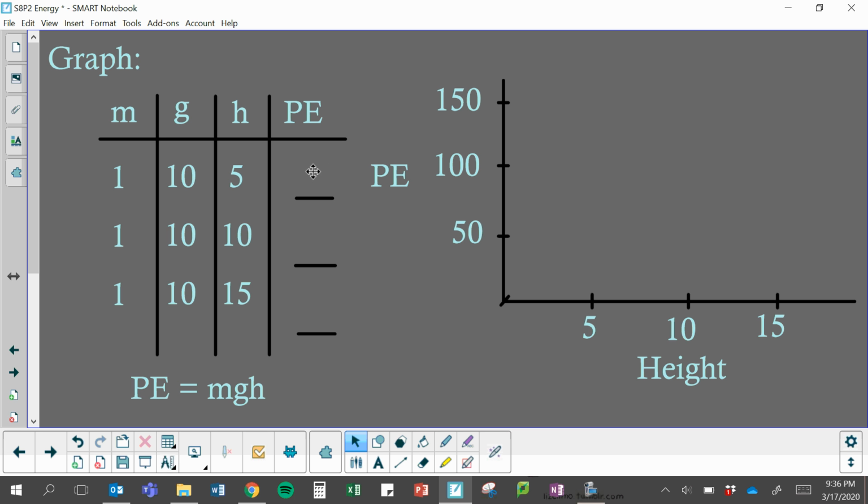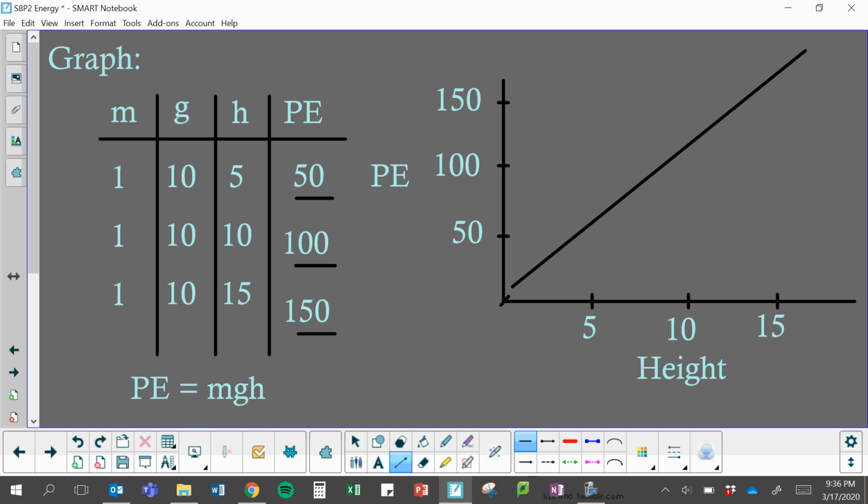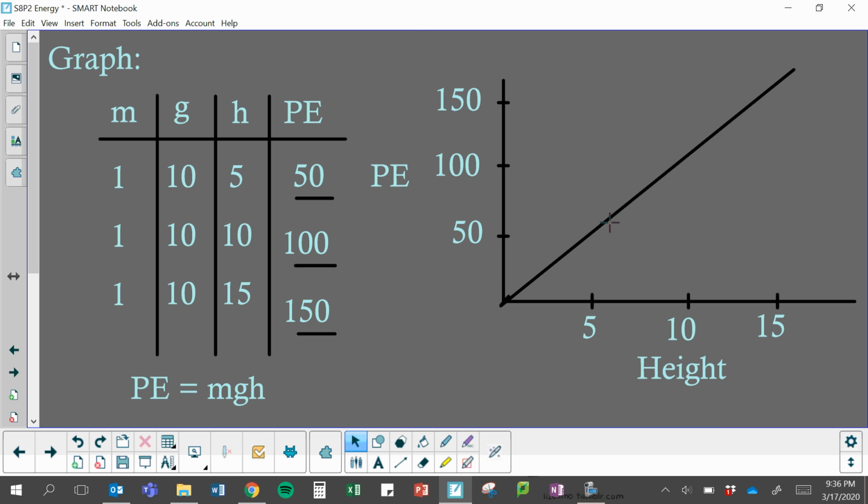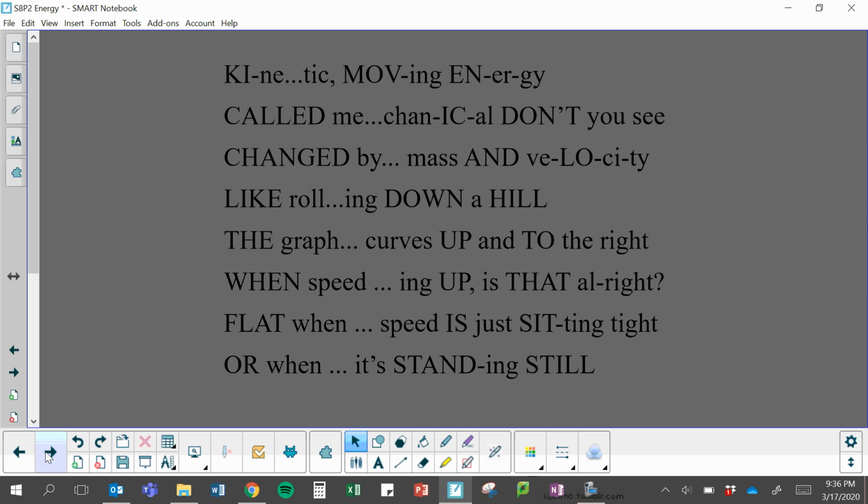If we plug in our equation, if we keep mass the same, gravity the same, and we're increasing the height, we get different numbers, so that we will have a graph that is straight, and it goes through the origin. So every single time we have potential energy, it's going to be straight like this.